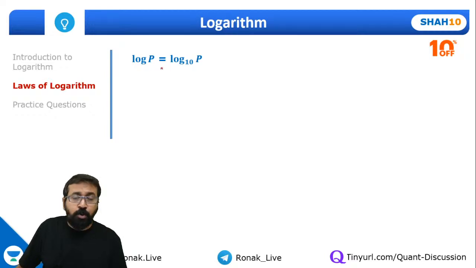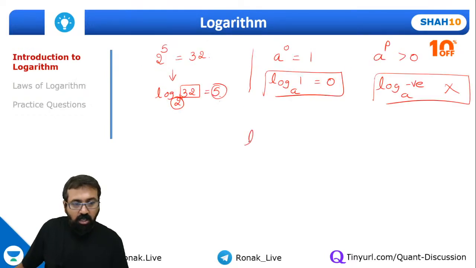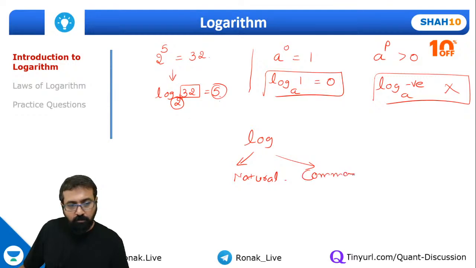So the first point that you need to understand is logs are of two types, guys. One is called natural log and another is called common log. Natural log has base e. So a log with base e is called natural log.